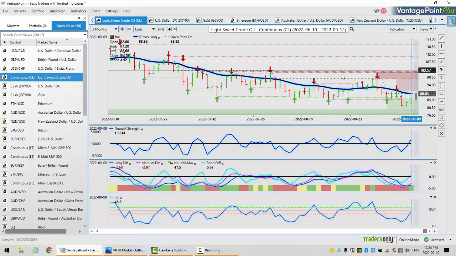But for next week, our T-cross long pivot level is 88.82. As long as we're below that level, oil remains slightly bearish. Our monthly opening price, 88.83. So all of our resistance is at this particular level.